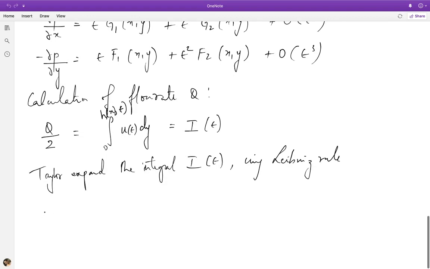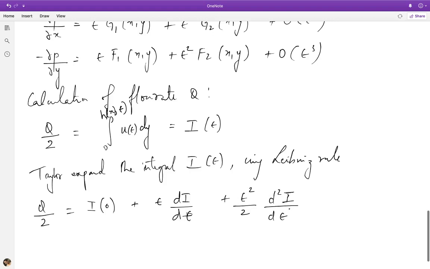Right, so what I would have here is q by 2 as a Taylor series is basically I of 0, where I substitute 0 right here, plus epsilon dI by d epsilon plus epsilon squared by 2 d squared I by d epsilon squared.